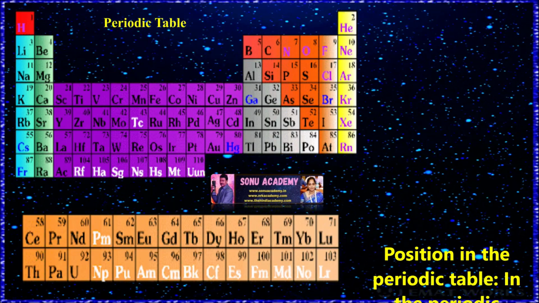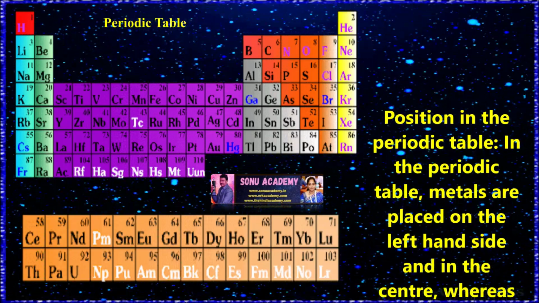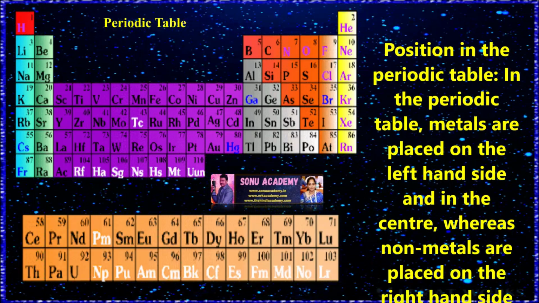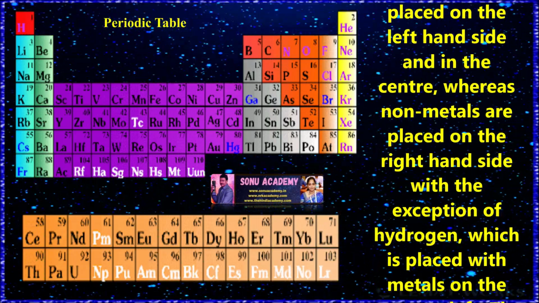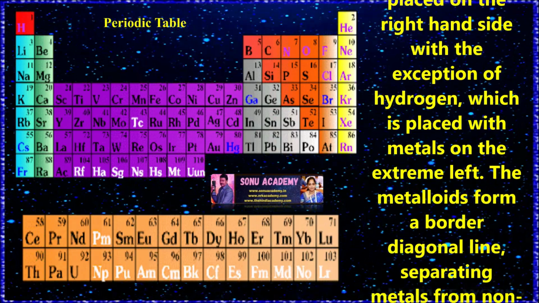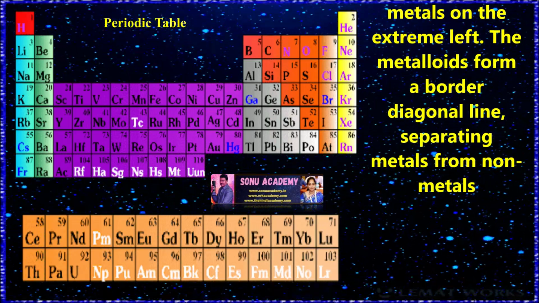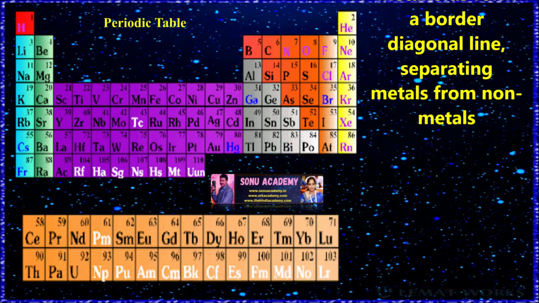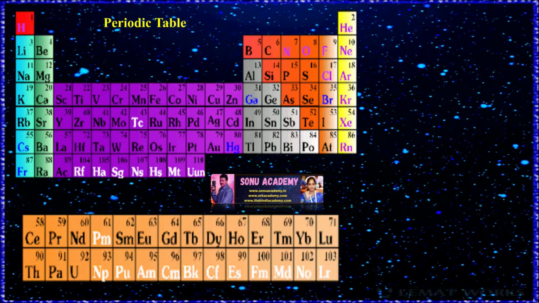Children, let us see the position in the periodic table. In the periodic table, metals are placed on the left hand side and in the center, whereas non-metals are placed on the right hand side, with the exception of hydrogen, which is placed with metals on the extreme left. The metalloids form a diagonal border line separating metals from non-metals, as shown in the given diagram.